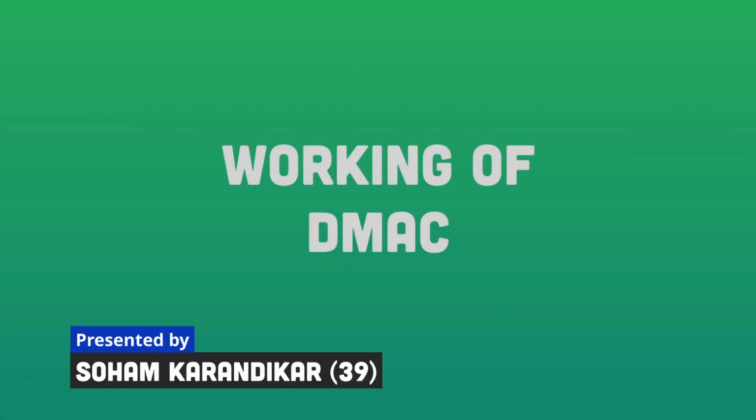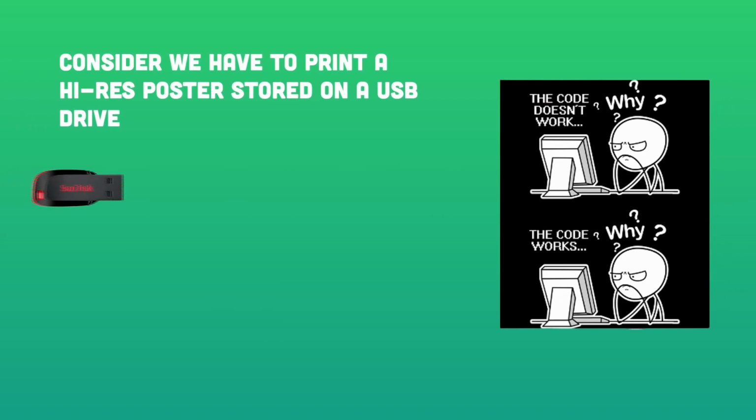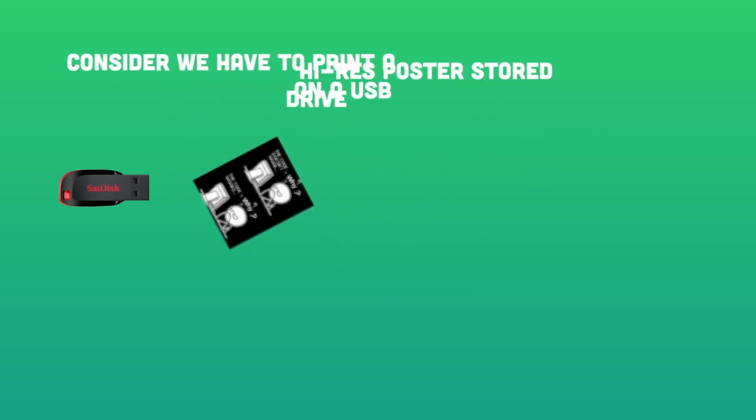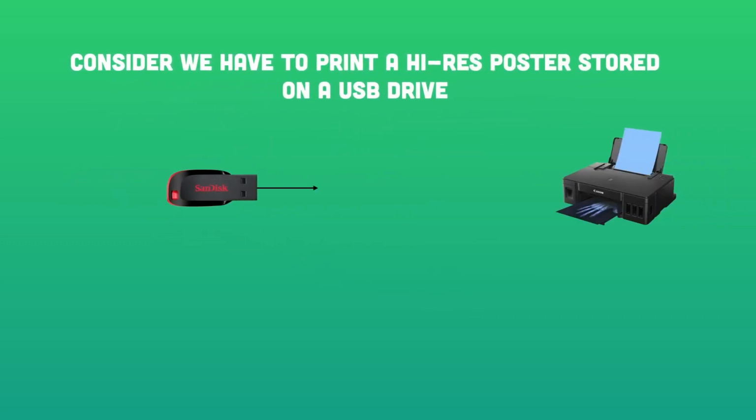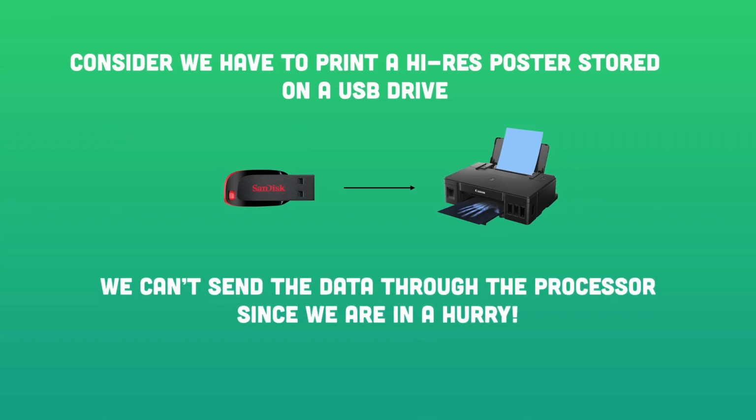Let us understand the working of a DMA controller, that is, a DMAC, using a simple example. Consider that we have to print a very high resolution poster. We have the poster data stored in a USB drive that is connected to our computer and want to transfer it to a printer which is also connected to the computer. If we transfer it through the processor, it would take a really long amount of time, but we are in a hurry. Moreover, we have to send some urgent emails too. So what can we do? Of course, we use the DMAC to offload the transfer.